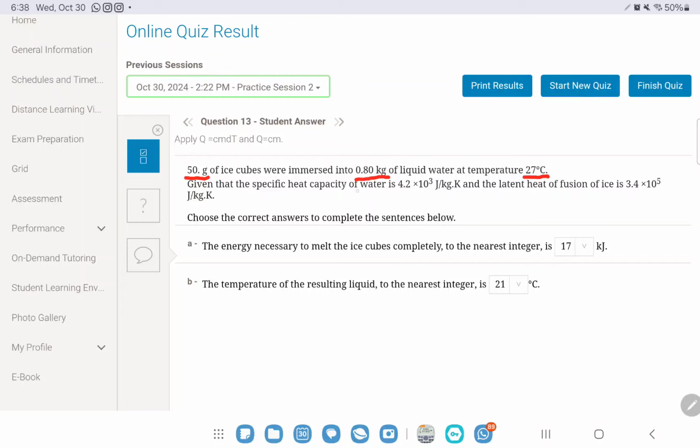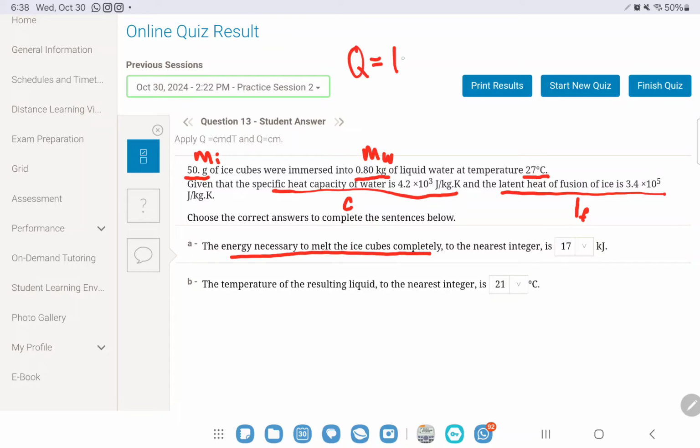They gave us the specific heat capacity, aka C, and they gave us latent heat of fusion, which is LF. And this is our mass 1 and mass 2, or I'm gonna name them mass ice and mass water. Now, the energy needed to melt the ice cubes completely. Melt means latent heat of fusion. We use this. Melting is fusion. So, Q equals LF times M.